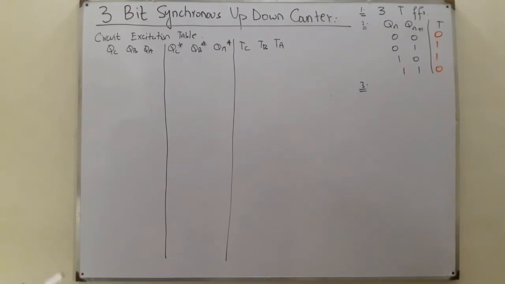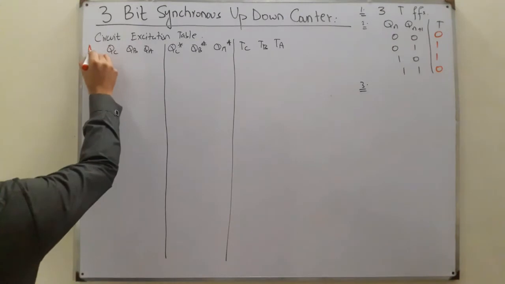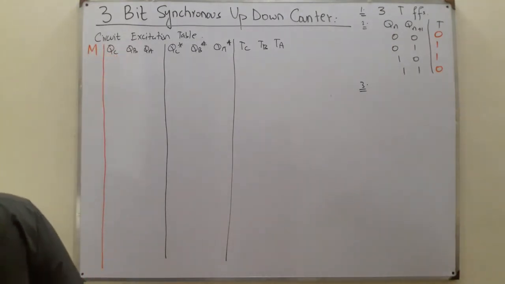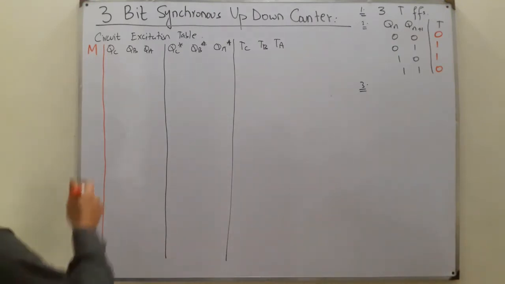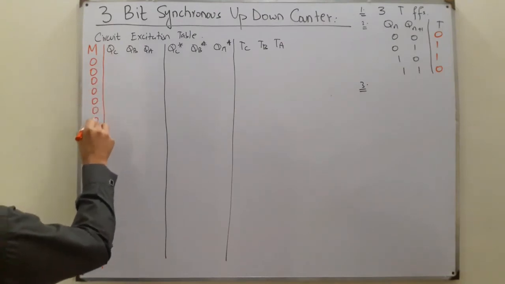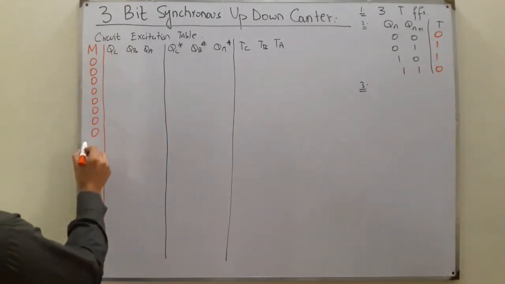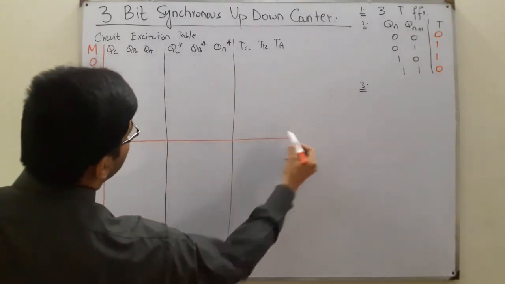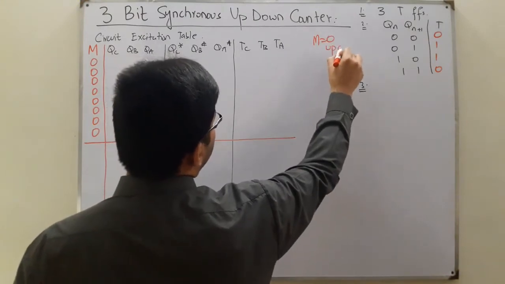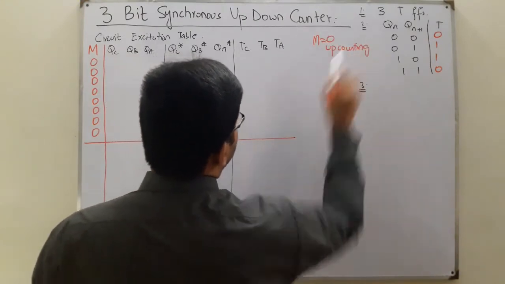So now you have the mode control in this case. In the up-down counter, I told you we have a mode control M. And whenever this mode control is zero, the counter is counting up. Whenever the mode control is zero, you have up counting. And whenever the mode control is one, you have down counting.